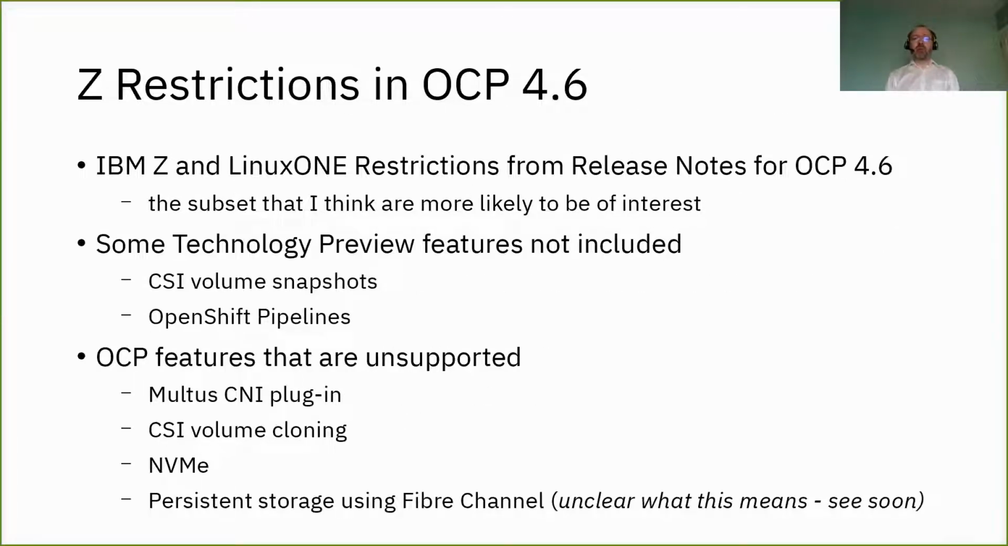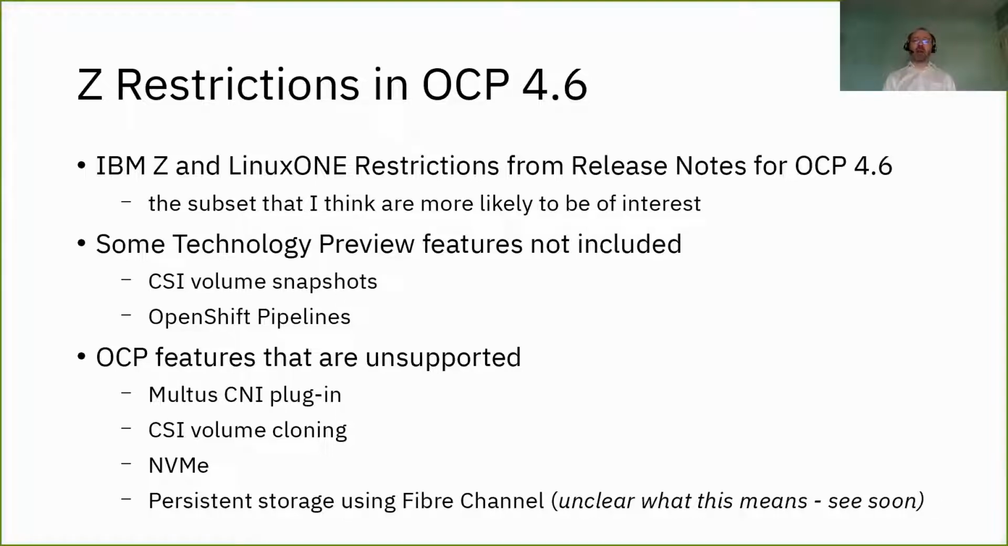So release notes for 4.6 that came out late October sort of document what the restrictions are. And there are a few more than I've put down here, but I'm going to go through the ones that I think are more likely to be important and of interest. And each release of OpenShift that comes out tends to introduce new technology preview features. And then after a while, if it turns out that people like them and they're good, then they become GA.